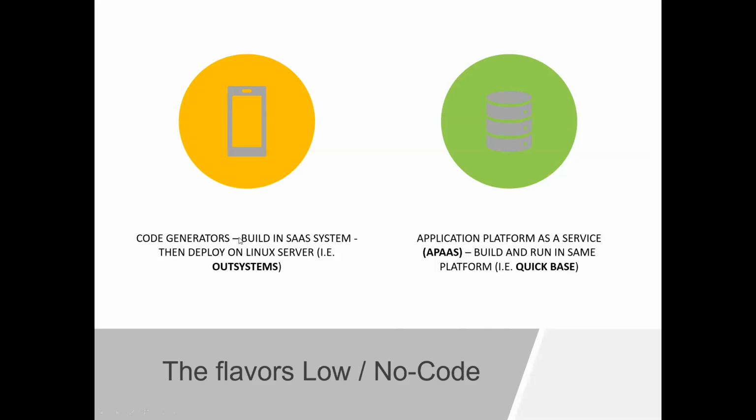Coke and Pepsi, the flavors of low code, no code. This is something that you have to understand, something that you've got to get right. There are two basic flavors of low code right now: low code, no code. The first, on the left-hand side, is what we call code generators. Basically, these are online systems that allow you to drag and drop and build screens and build logic and all that kind of thing in a graphical user interface.